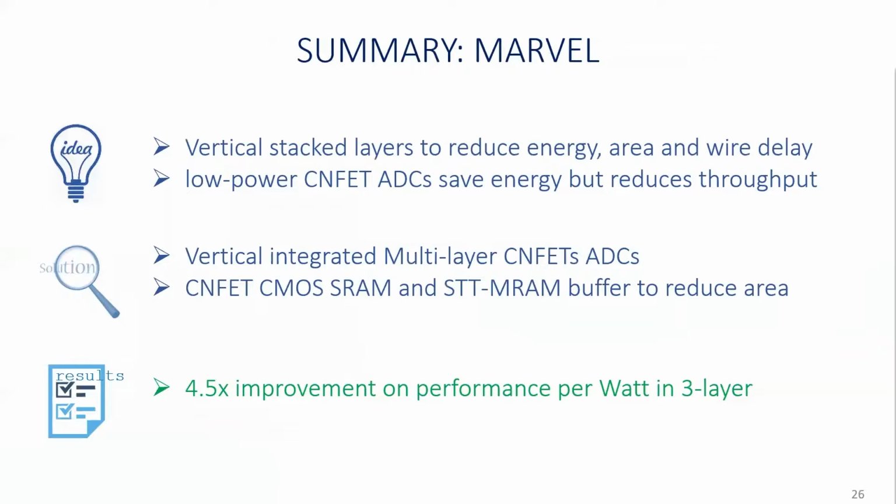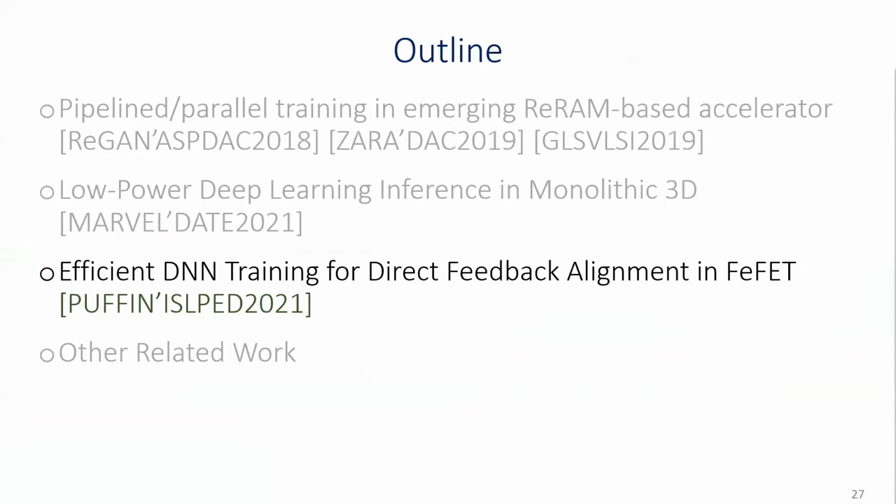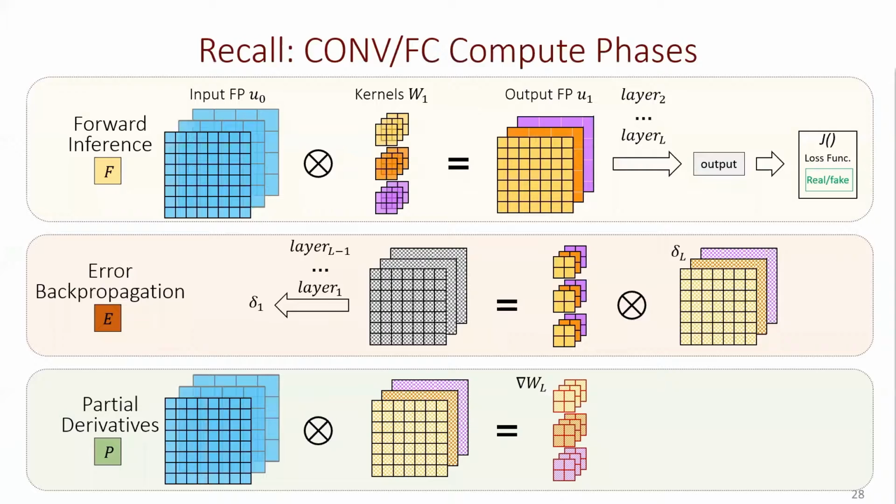To sum up, we show all the key information in these slides. Next, I will quickly go through our very recent work on FeFET-based DNN training accelerators. Recall the training in the conventional backpropagation-based designs. We want to store all the intermediate data since they will be used in the backward pass, which not only increases the memory requirement, but also makes training parallelism very challenging.